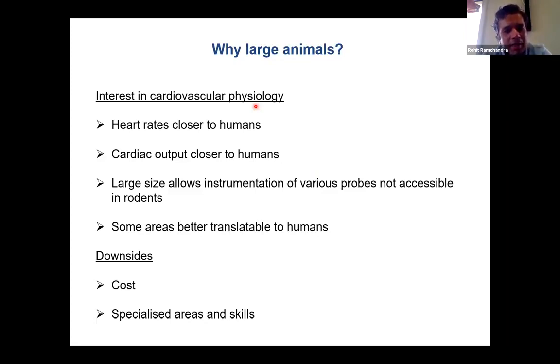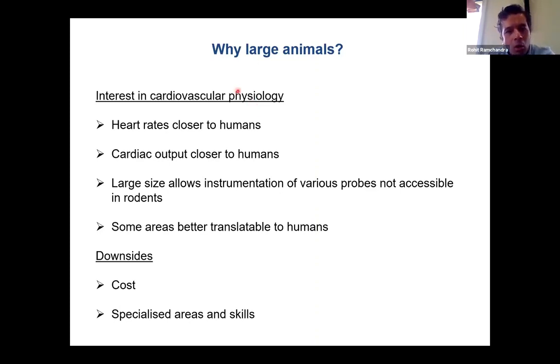There are a couple of downsides, and it's worthwhile mentioning them, so you have to be aware of this. One of them is cost: keeping large animals around is more expensive than keeping rodents around, though not necessarily exorbitantly so, depending on what rodents you work on. The other one that's really quite important is that you need some quite specialized skills. The learning curve, if you want to get into large animal research, can be quite steep and can require quite a few years before you get somewhere that's quite comfortable.